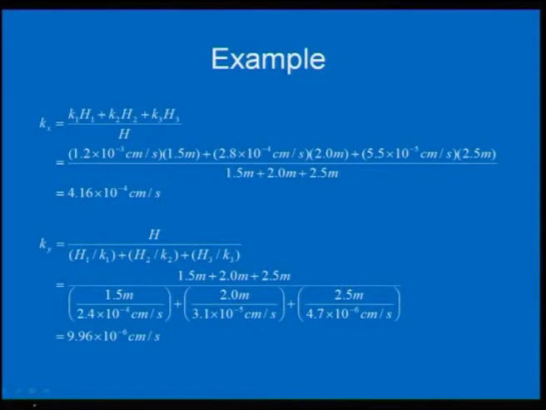Average permeability in the horizontal direction is 4.16 into 10 to the power minus 4 cm per second. Average permeability in the vertical direction is 9.96 into 10 to the power minus 6 cm per second.